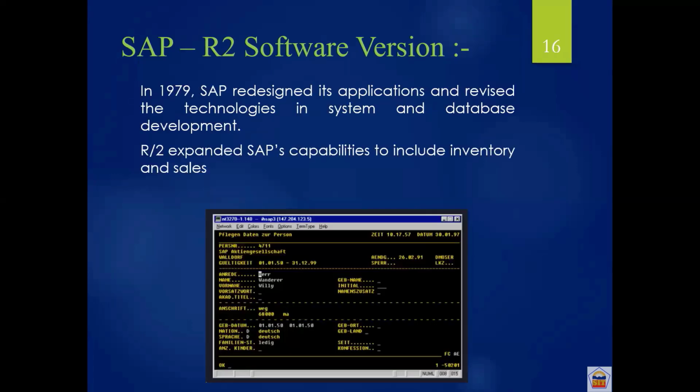In the year 1979, they have come up with their next version of SAP software called R2. So in this R2, they have redesigned their applications, they have revised their technologies within the software database, and they have also expanded the SAP capability. So how they have expanded, so now they have also included inventory and sales in this R2 system.